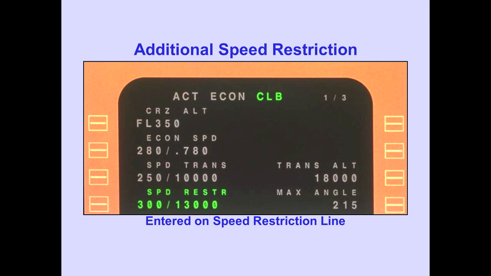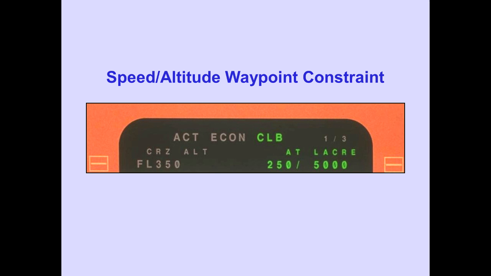Additional speed restrictions can be entered on the speed restriction line, for example, 300 knots until 13,000 feet. The next speed altitude waypoint constraint is displayed in the upper right-hand corner. In this example, the speed and altitude constraint at Laker is 250 knots at 5,000 feet.